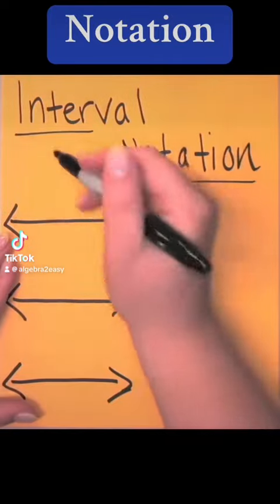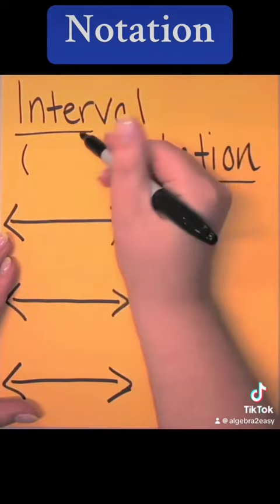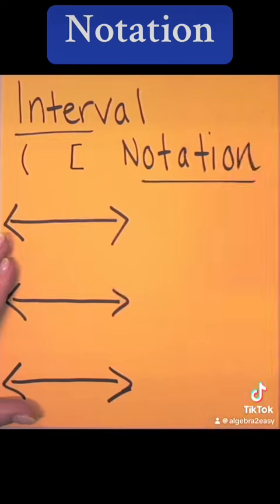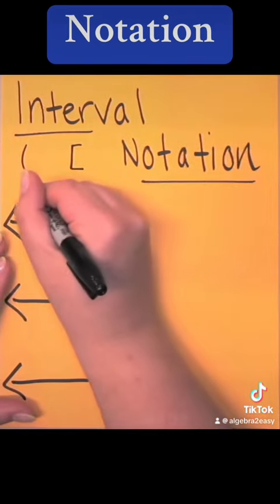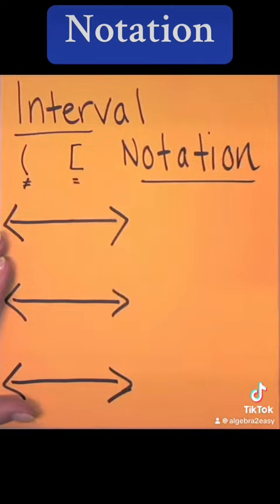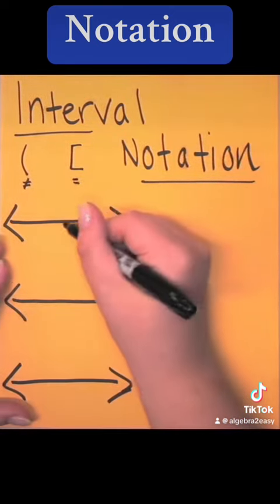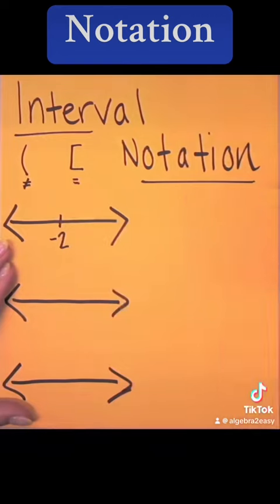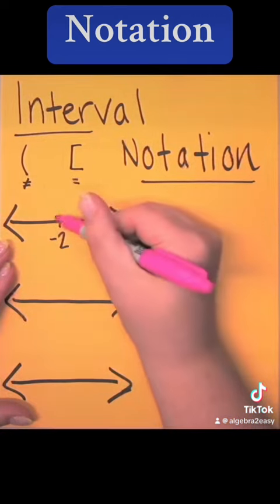Hey, let's take a look at interval notation. With this type of notation, there's two symbols you need to be familiar with, a parenthesis and a bracket. A parenthesis means we do not want to include that value, while a bracket means we want to include that value. So let's practice. Let's say I have a number line here with -2.